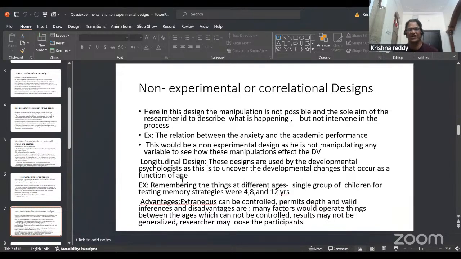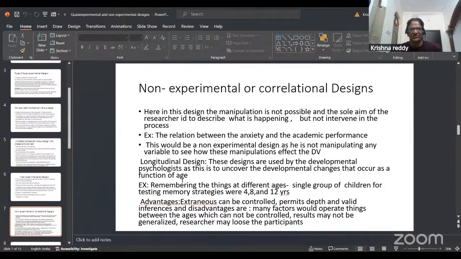And for testing memory strategies, you can also study at the age of 4, at the age of 8, and at the age of 12. If you do it continuously, then this kind of study is known as a longitudinal study, because the duration of the study is long. The first experiment would be at the age of 4, then after 4 years, at 8. That means the experiment will run for nearly 8 years.